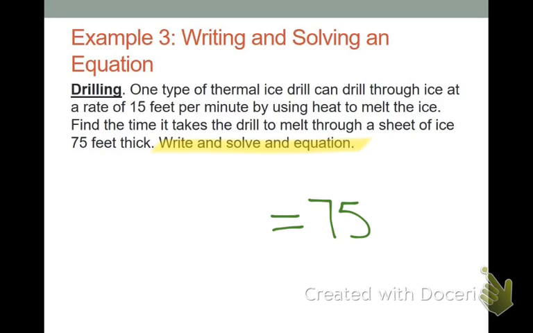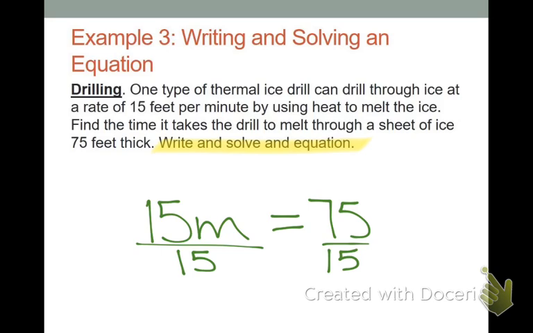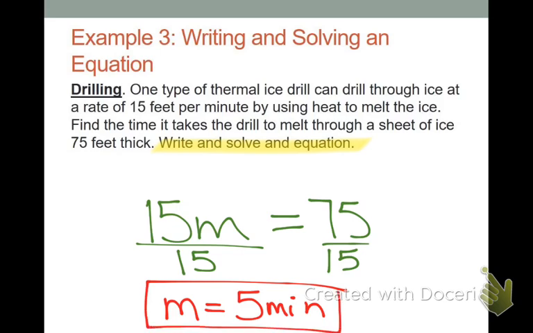Now, while that is correct to get to your answer, you actually have to multiply, though, the feet and the minutes together to get to your total. However, what do you have to do to get to your answer? You have to divide, okay? So let's go ahead and get our answer, and I'm going to talk about something that I think might help you set up this equation better. All right, so M would equal what, guys? 5 minutes. That's how long it would take this machine to cut through 75 feet of ice.